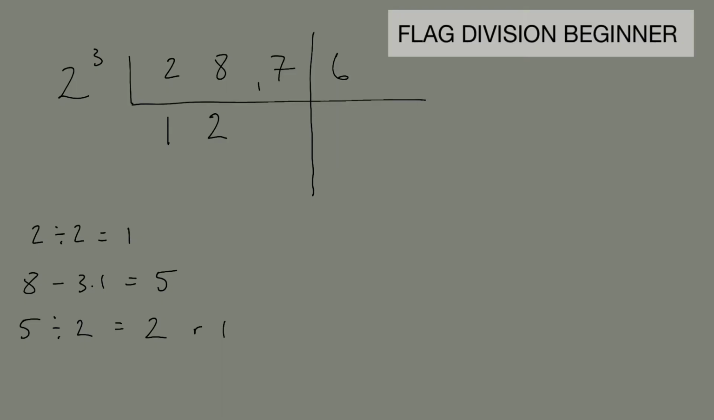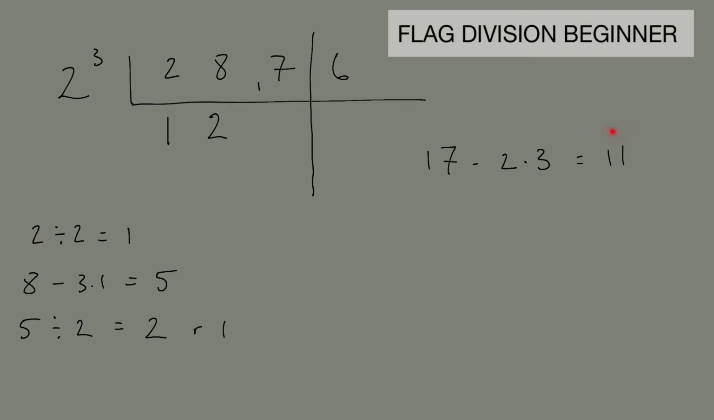Now our next step, we're just going to repeat this process. We're going to take this number 17. 17 minus 2 times 3. So 17 minus the quotient digit times the flag digit. That's 17 minus 6. 17 minus 6 equals 11.